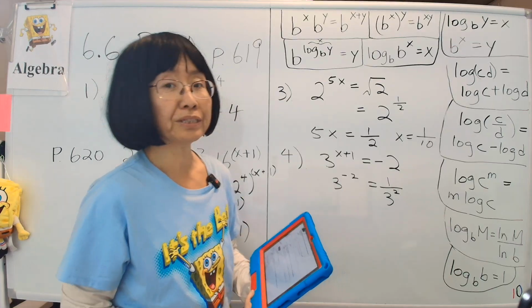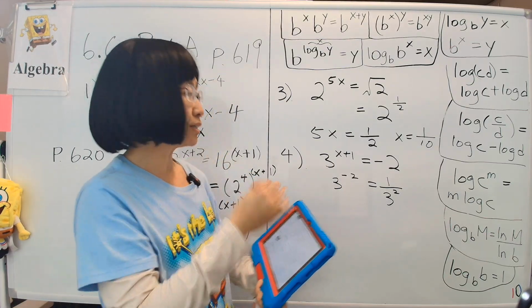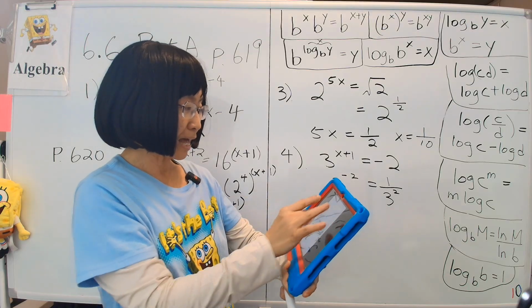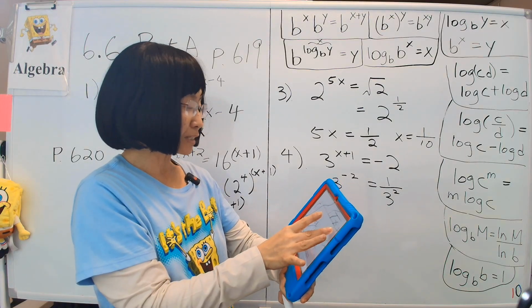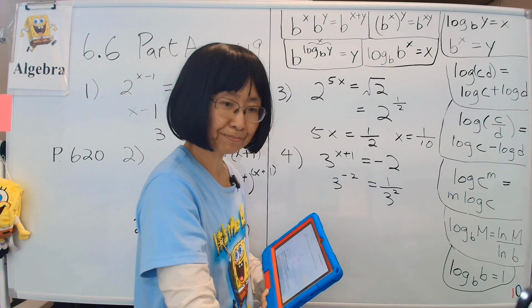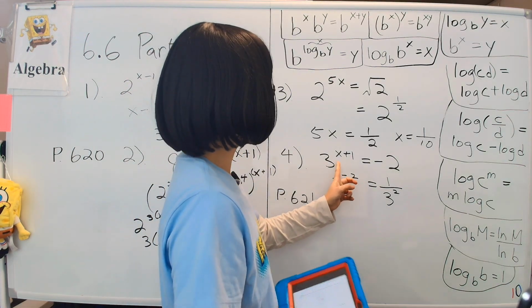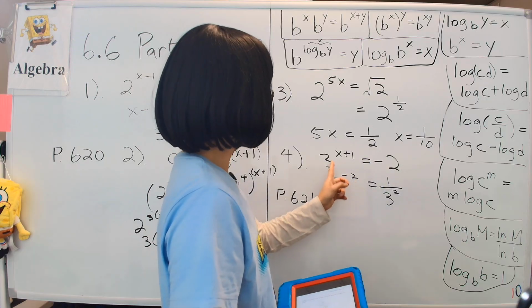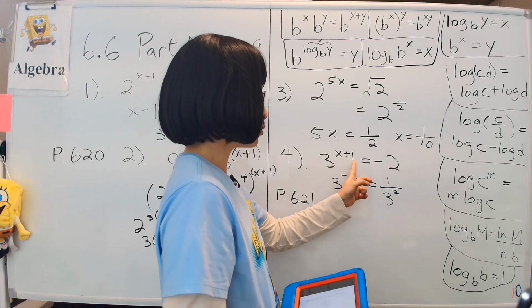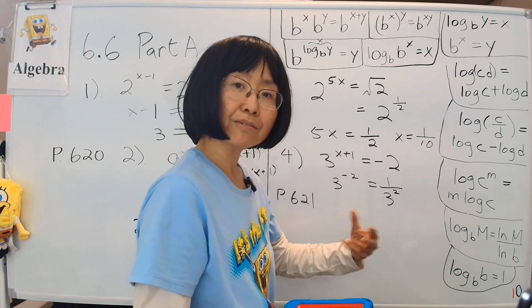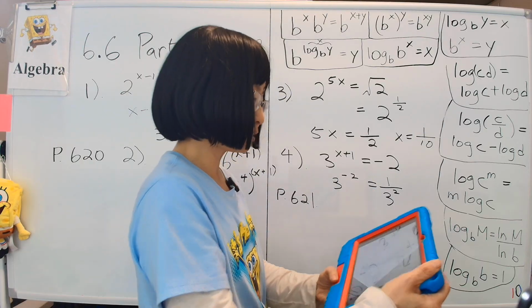Not all equations have solutions, okay? Some equations don't make any sense and it's just not going to happen. So yeah, and let's look at the next page, page 621. Now, another way of solving an equation is if you can plot both graphs. That is, you can plot y equal to 3^(x+1) and y equal to -2 and see where they meet. Okay, where they meet is the solution to the equation.